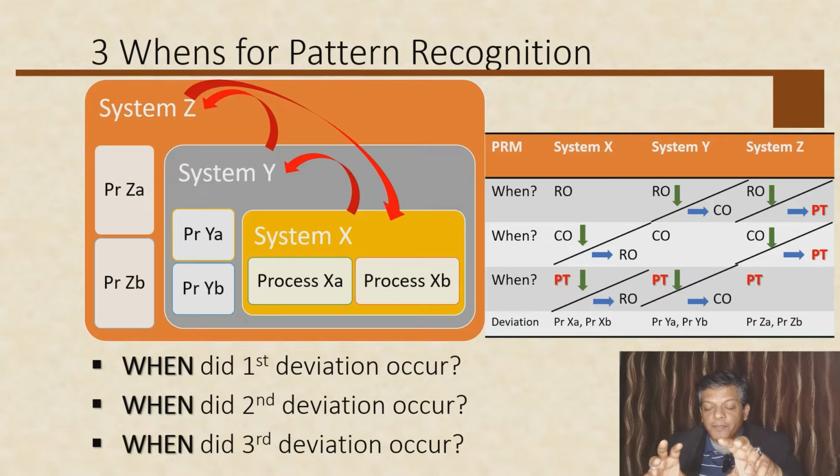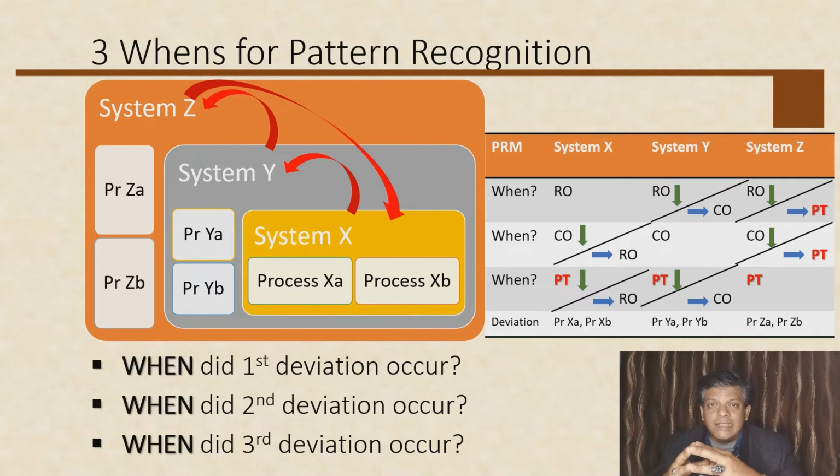Now, when you ask these 3 events in a particular manner, you will be able to identify a particular pattern, which can be explained by the table next to the diagram on the screen. This table is basically a pattern recognition matrix, where you have system X, system Y, and system Z as 3 columns, and you have the 3 events showing the 3 instances of deviation as the rows.